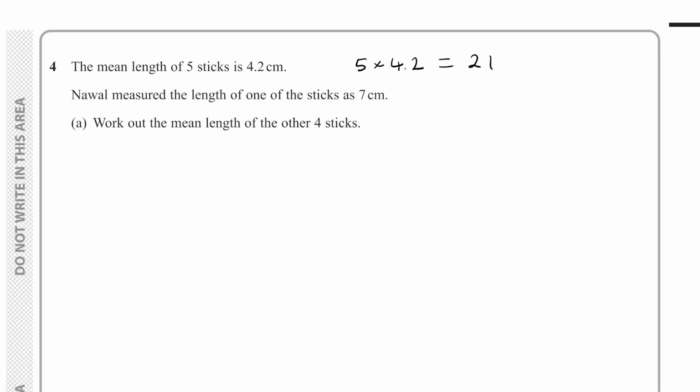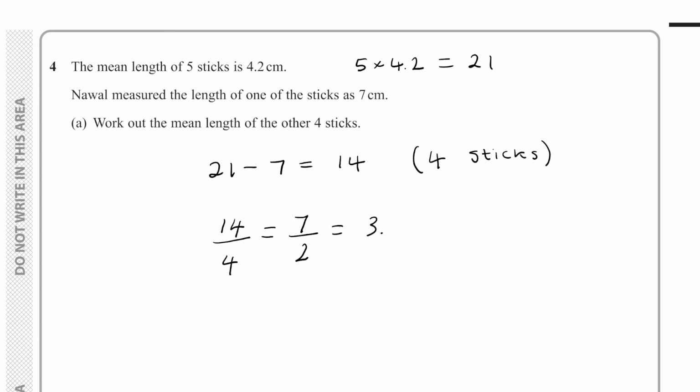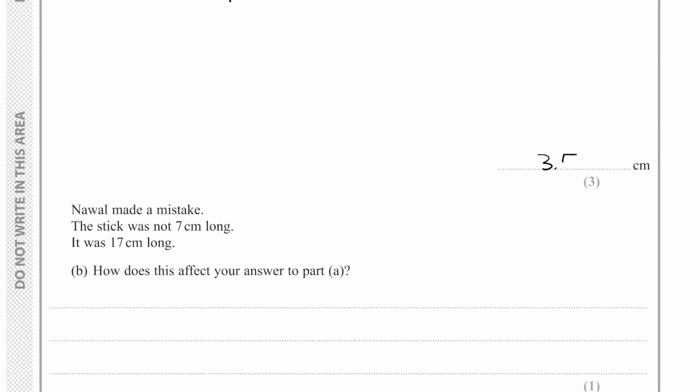One of the sticks is 7, so 21 take away 7 is 14. So that's the total for the 4 sticks. So 4 of the sticks add up to 14 centimeters. The other one is 7, so in total they are 21. Work out the mean length of these 4. So it's the total, add them up, and divide by how many. 14 over 4 is 7 over 2, or 3.5. So the mean length is 3.5 centimeters.